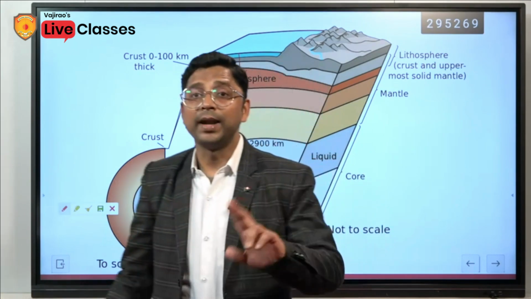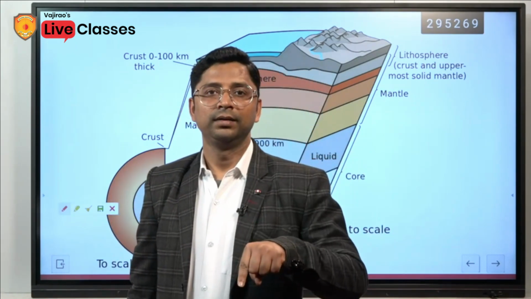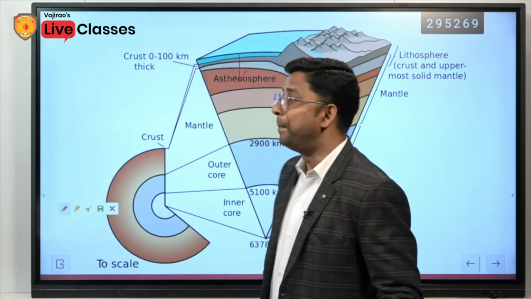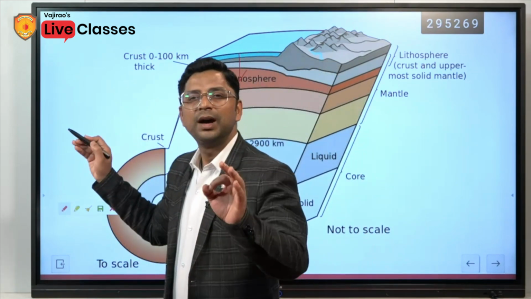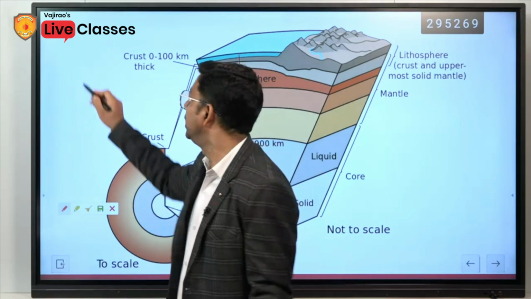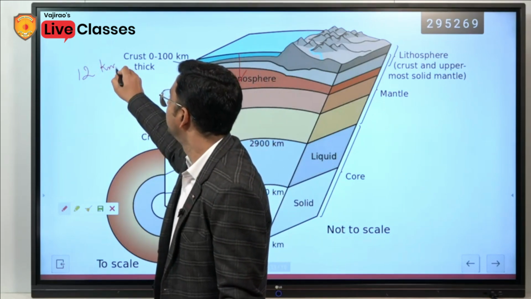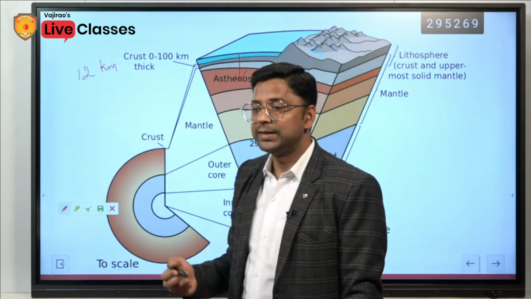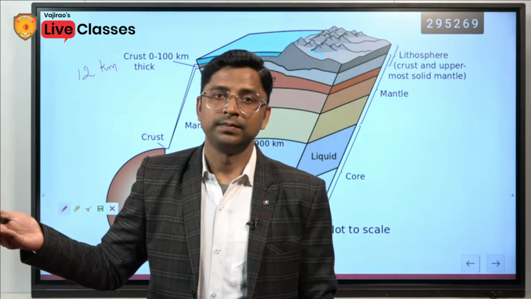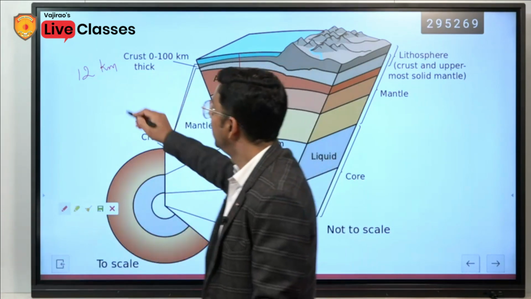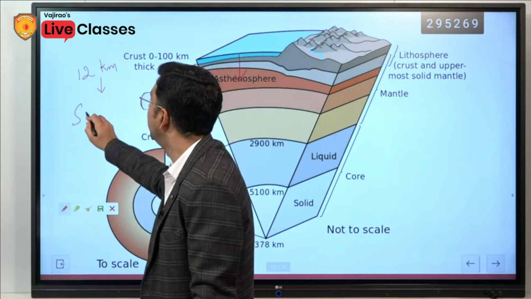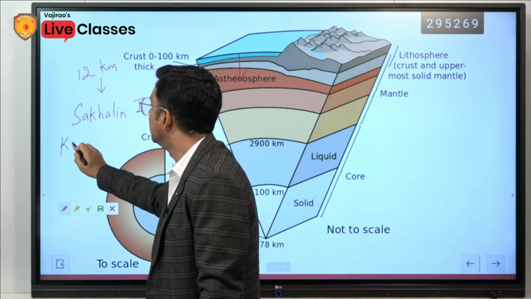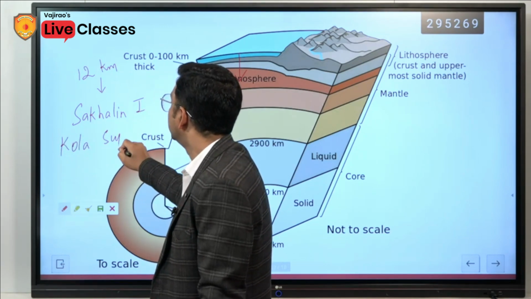It is not the case that man has not tried. Man has tried. The maximum depth to which man has entered into the earth is a meager, only and only 12 kilometers. That is the maximum depth to which man has entered. And we say we are living in an era of possibilism. The place is situated in Russia, Sakhalin 1. It is called Kola Super Deep.